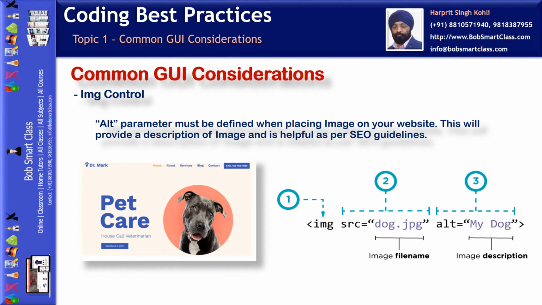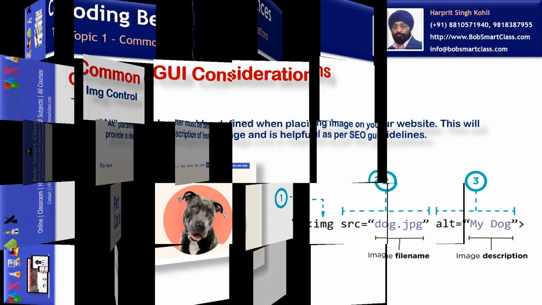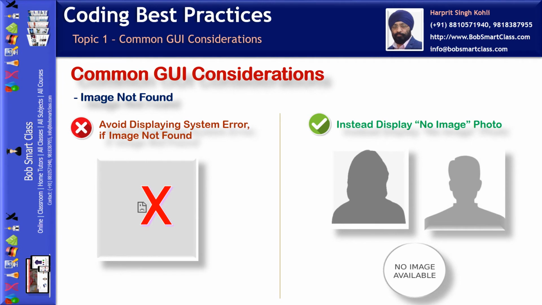Next, we are discussing the alt parameter in image control. The alt parameter must be defined when placing an image on your website. This will provide a description of the image and is helpful as per SEO guidelines. Next, we have to avoid displaying a system error if an image is not found. Instead, we have to display a no image photo.